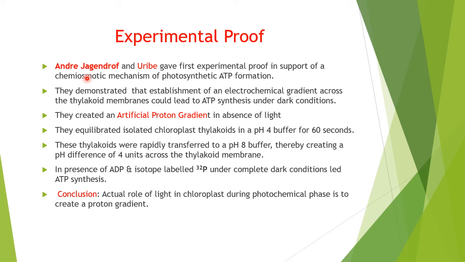It was the first experiment, which was done by Andre Jagendorf and his co-worker Uribe. They gave the first experimental proof in support of a chemiosmotic mechanism of photosynthetic ATP formation. They demonstrated that establishment of an electrochemical gradient across the thylakoid membrane could lead to ATP synthesis under dark conditions. They established an artificial proton gradient in the absence of light.